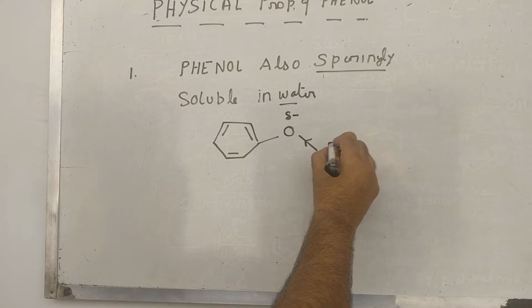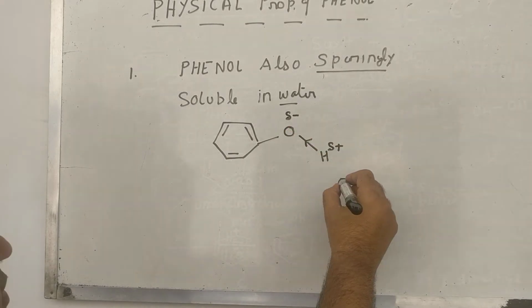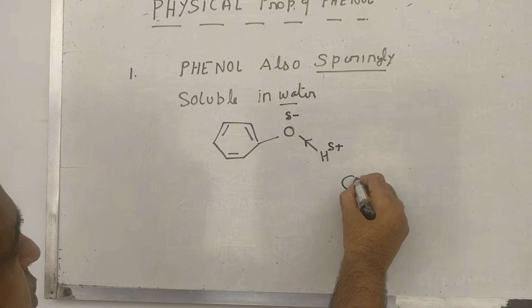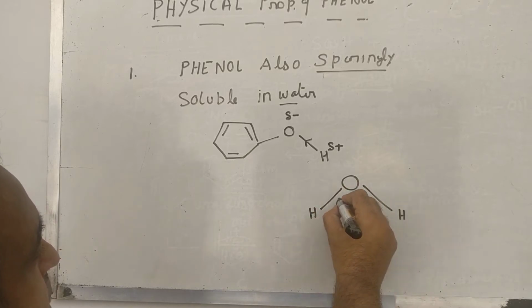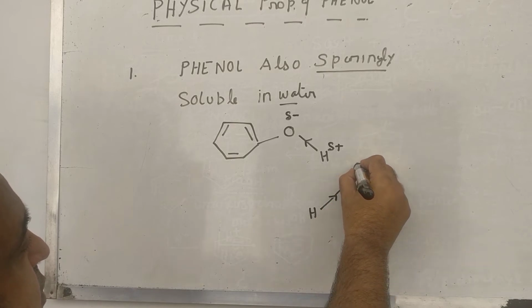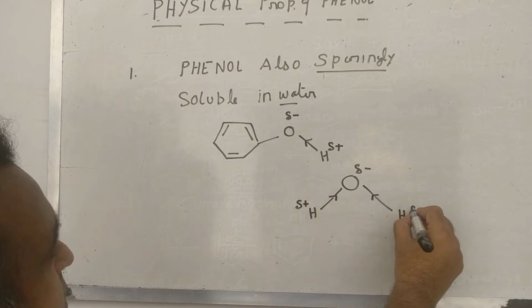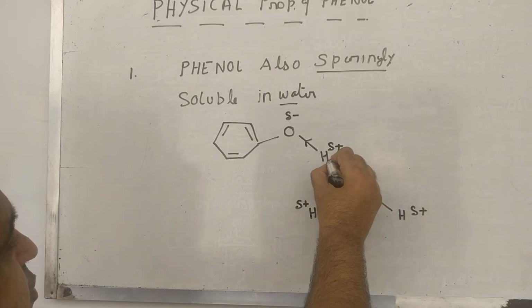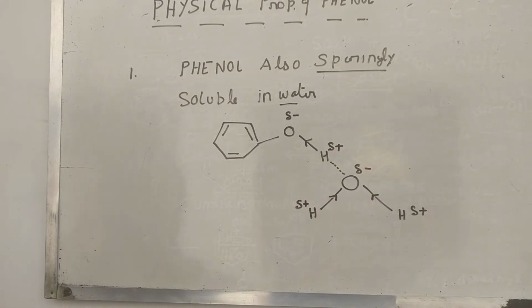The OH bond is polar. Electron goes towards oxygen because oxygen is more electronegative than hydrogen. Small negative charge, small positive charge. So when you put it in water, it will be attracted by water. Water is also a polar solvent, with a negative charge over here and a positive charge over here, and they are attracting each other because of the formation of hydrogen bonding. What is this bonding called? Intermolecular hydrogen bonding. So phenol is attracted towards water due to the formation of intermolecular hydrogen bonding.